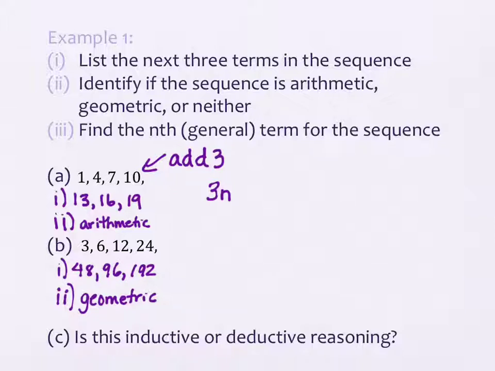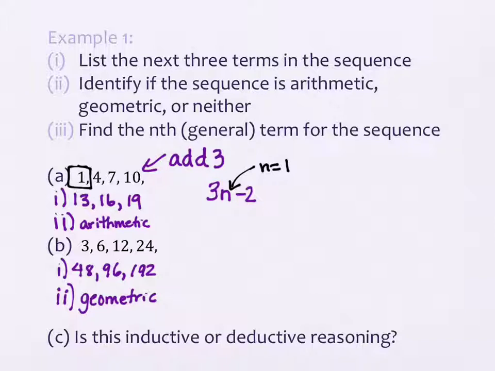Now take a look. Your first term in this sequence is a 1. Agreed? But if I put n equal to 1 in the formula here, I don't get the first term 1. I get 3. So I would subtract 2 off so that I would get the number 1.